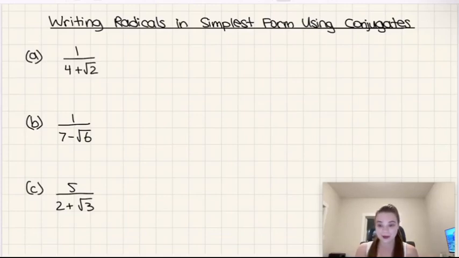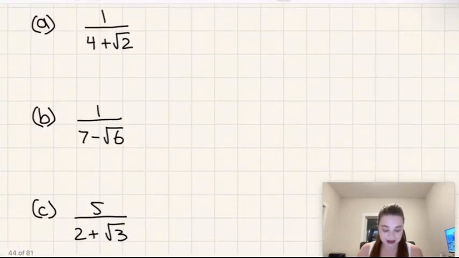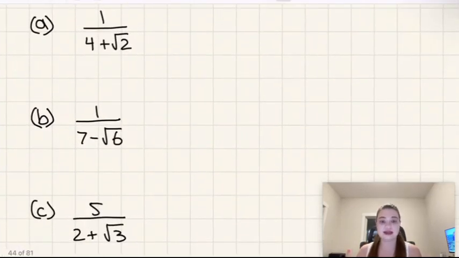Hello, everyone. Welcome back. Today we are going to be writing radicals in simplest form using conjugates. So, what happens when we have something like this and we're asked to write this in simplest form? And just as a reminder, why are these not in simplest form right now? It's because in all three of these cases we have a radical sign, which is our square root sign, in the denominator, and we can't have that if we want simplest form.